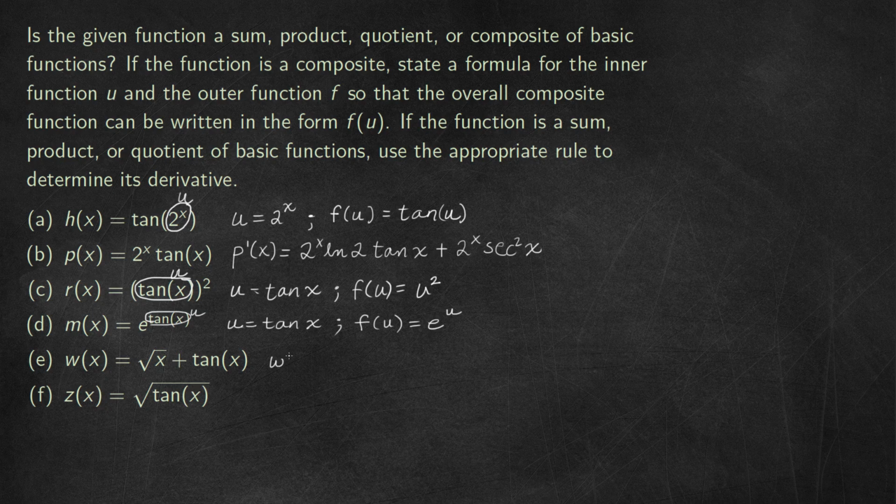So our derivative, w prime of x, equals the derivative of square root of x, which is 1 over 2 root x, plus the derivative of tan x, which is secant squared x.